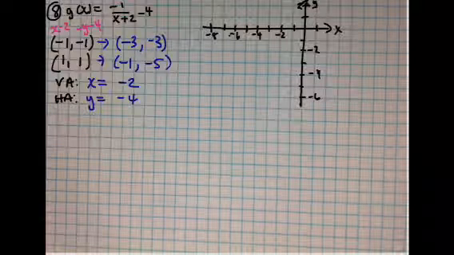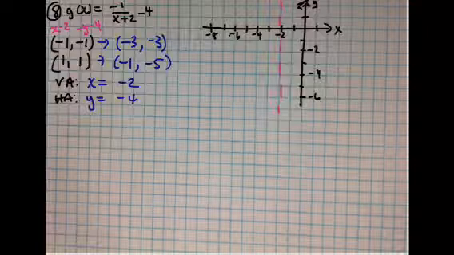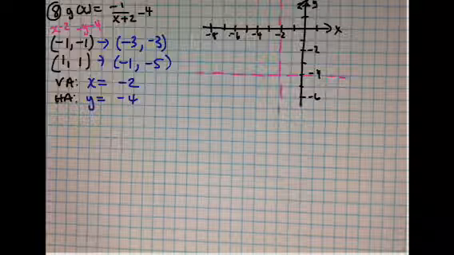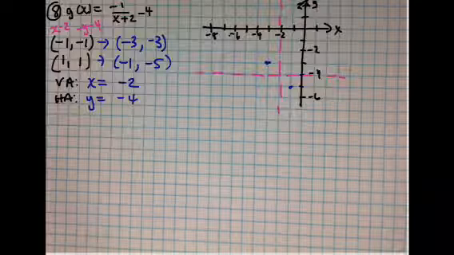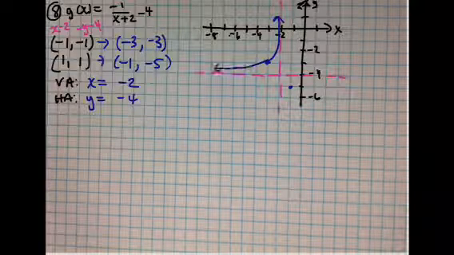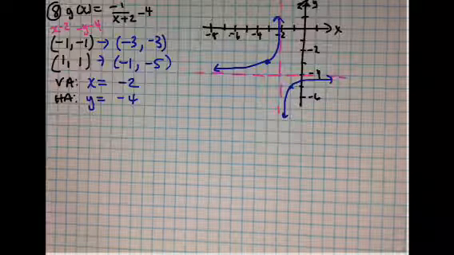So again, first thing we draw in are the asymptotes, so x equals negative 2 and y equals negative 4. Okay, and then the points are negative 3, negative 3, and negative 1, negative 5. So draw your branches using those points. Again, always going towards the asymptote, and the other way, and the right branch towards the asymptote. And there's your graph.